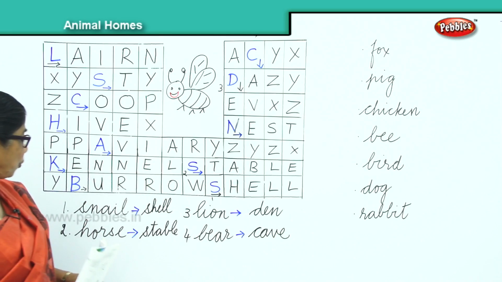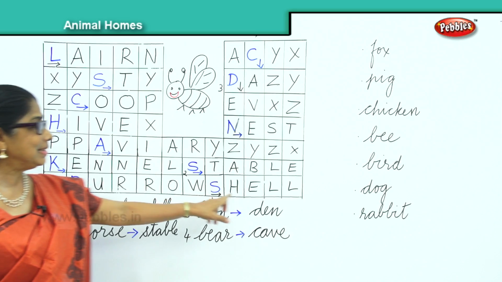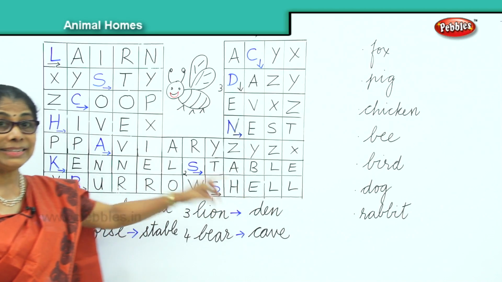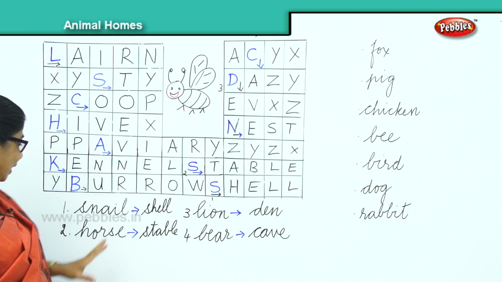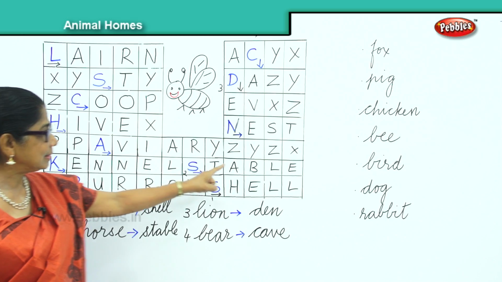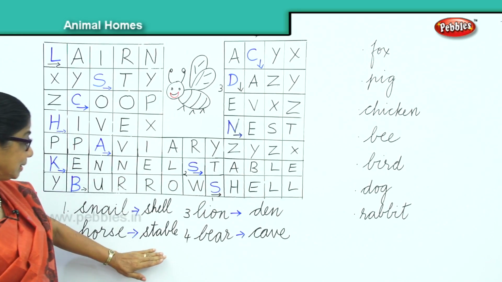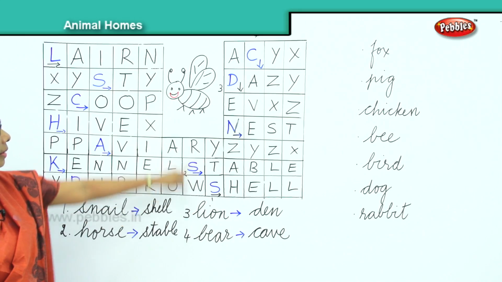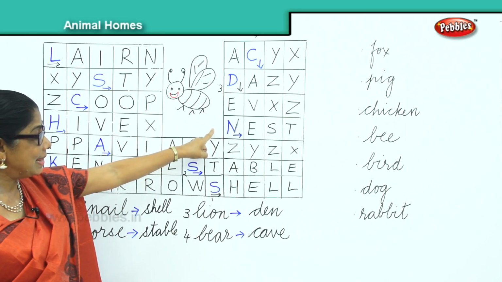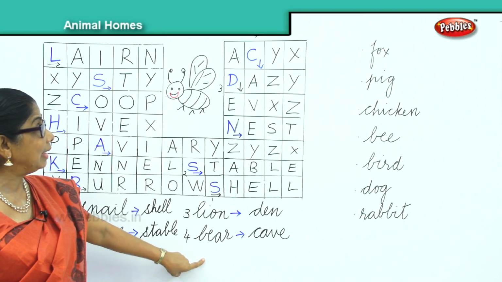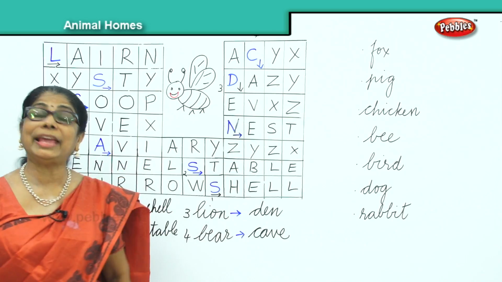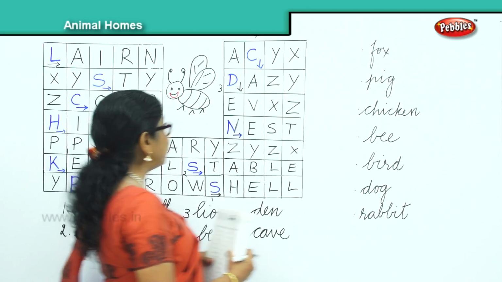So we have found 4. Snail. She carries her home. She lives inside a shell. Horse. Stable. We put the horse in a stable. Lion. She lives in a den. And we have a bear who lives in a cave. Now, that is number 4.